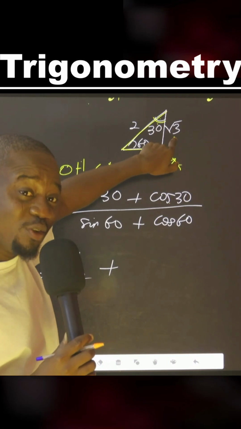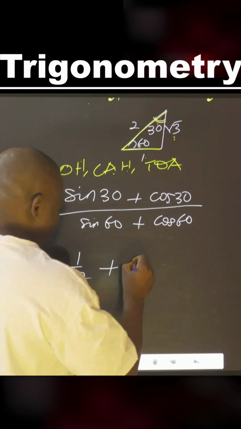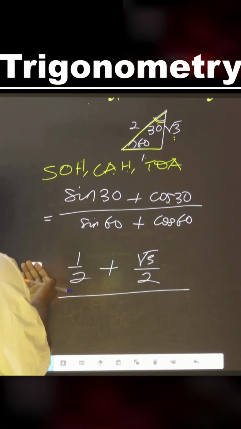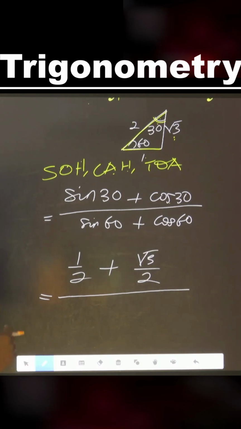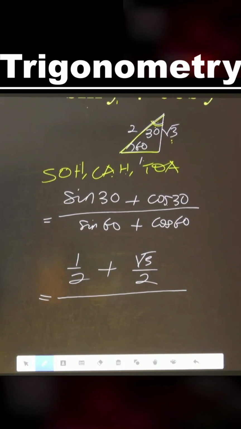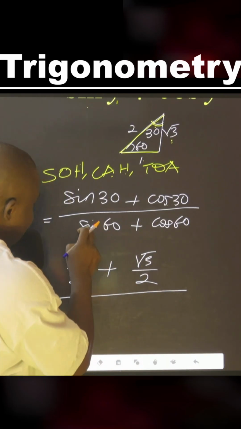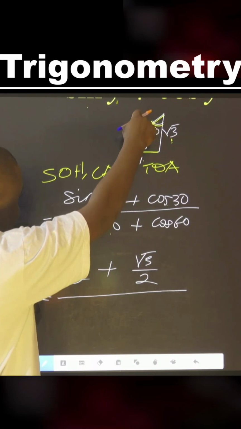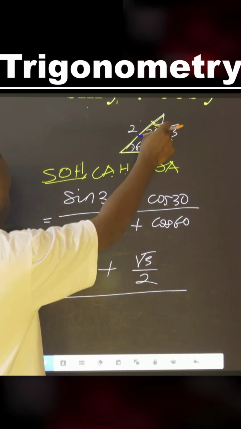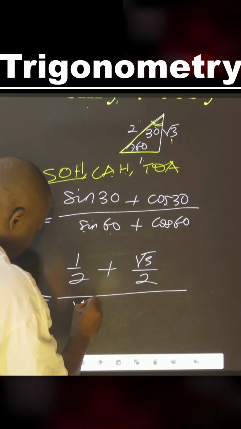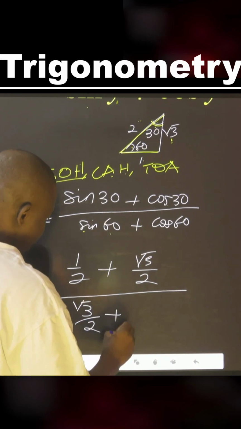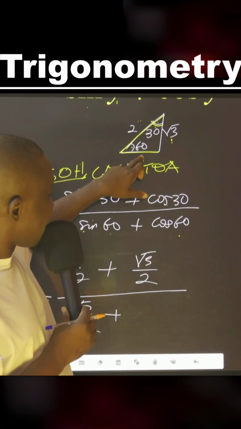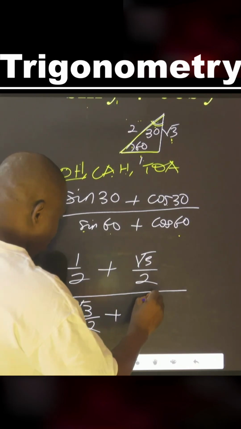That is this square root of 3 over 2. We now go for the denominator. The denominator is all about 60. Sine 60 is opposite over hypotenuse. That is SOH CAH TOA. Okay. Then you do the same for cos 60. Adjacent over hypotenuse. That's 1 over 2.